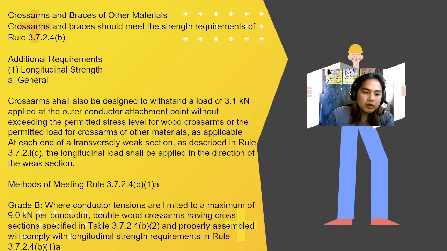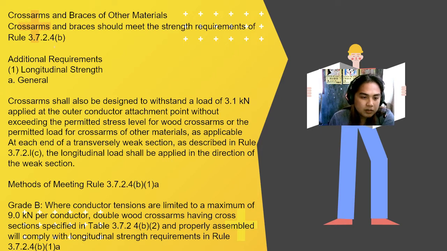So cross arms and braces of other materials should meet the strength requirements of this rule. So additional requirements: longitudinal strength. In general, the cross arm shall also be designed to withstand a load of 3.1 kilonewtons applied at the outer conductor attachment point without exceeding the permitted stress level for wood cross arms, or the permitted load for cross arms of other materials as applicable, at each end of a transversely weak section. As described in the rule, the longitudinal load shall be applied in the direction of the weak section.